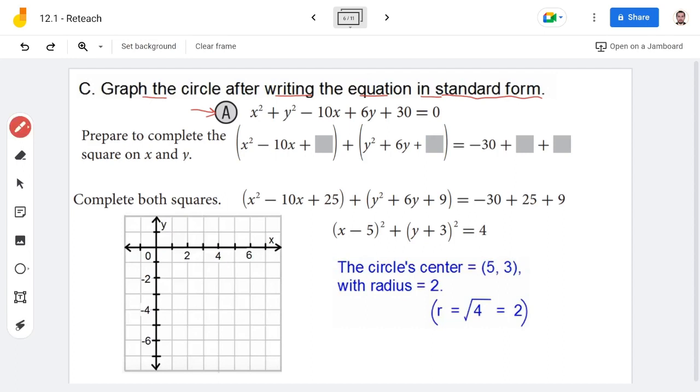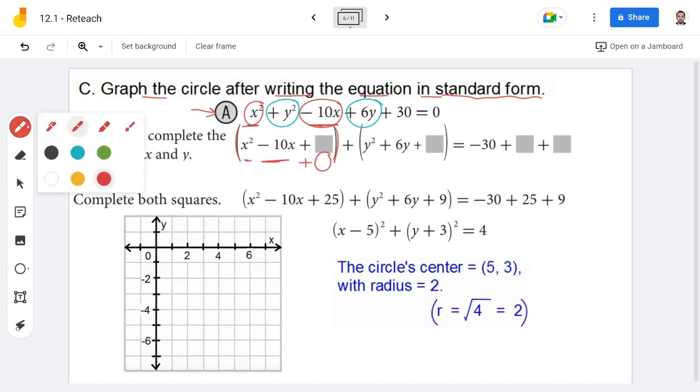If you look at this equation, here I have x squared, here I have negative 10x. Here I have y squared, and here I have positive 6y. So now put the terms that have the same variable together. I have x squared and I have negative 10x, so put them together in one big bracket. So x squared minus 10x, and always add a blank space after it.